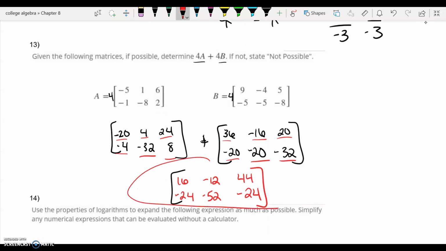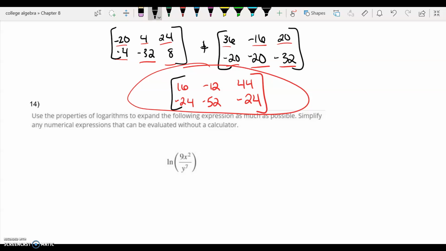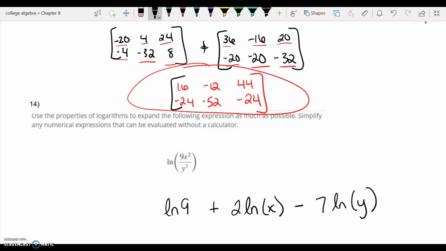And that would be your final answer. Next one, use properties of logs. This one you're just going to rewrite it. So it's going to be natural log of 9 plus 2 natural log of x because the exponent goes out front, minus, because you're doing division, 7 natural log of y. That's how you would do those. So that's expanded form.